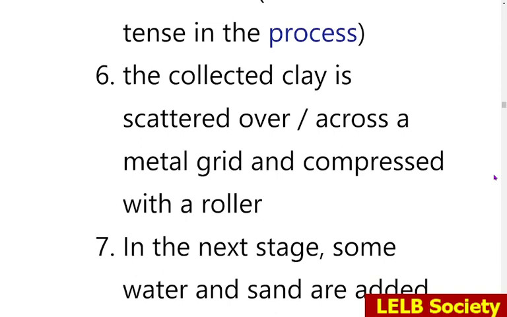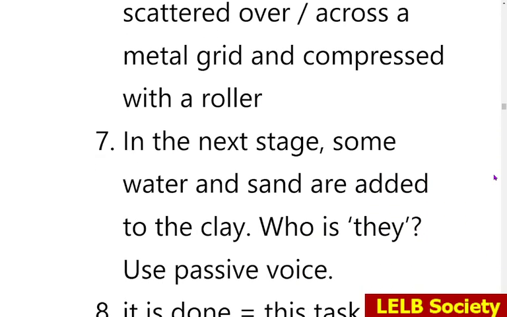And in the next stage, because in process diagrams, sequential orders are very important, you need to use some conjunctions to show that you're talking about a sequence of events, such as first of all, initially, at first, and second of all, in the next stage, and so on and so forth.